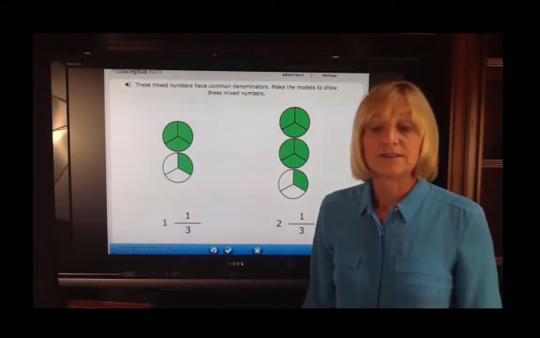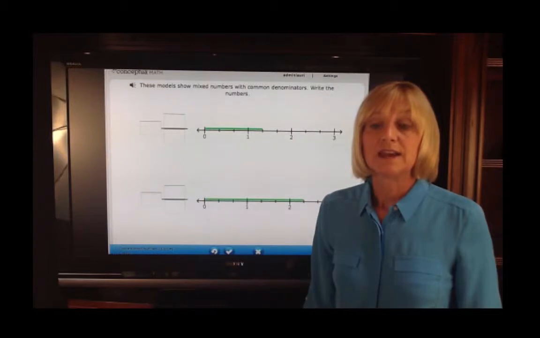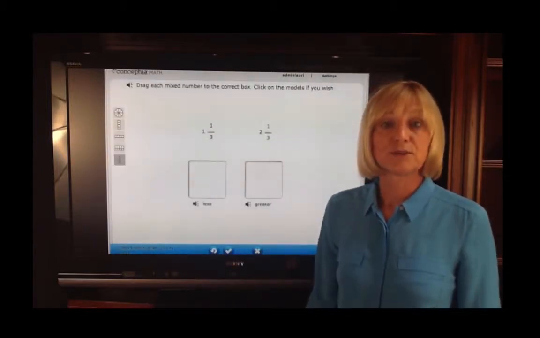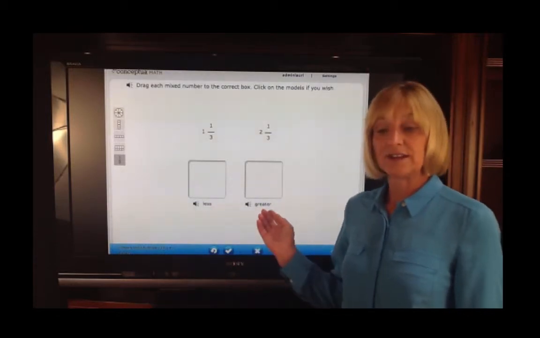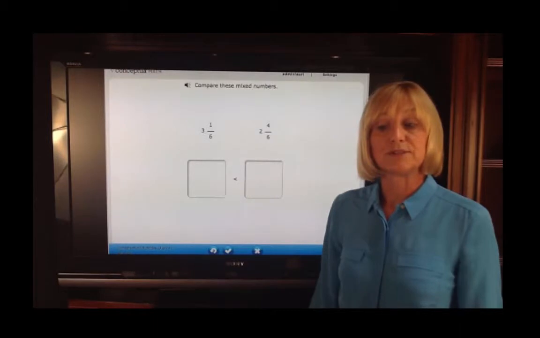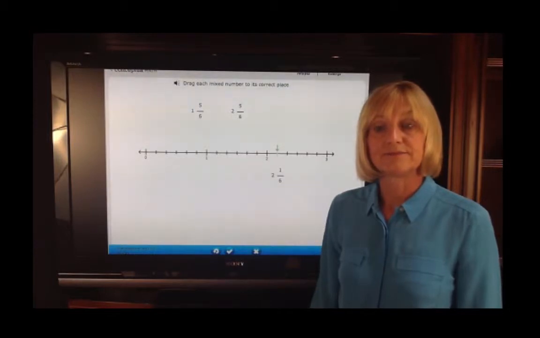They create models, they write the fraction number for the same models, and they compare those models using bins, first with the words less than and greater than, and then with the symbols less than, greater than, or equal to. And finally, at the end of the first week, they are placing mixed numbers on a number line.